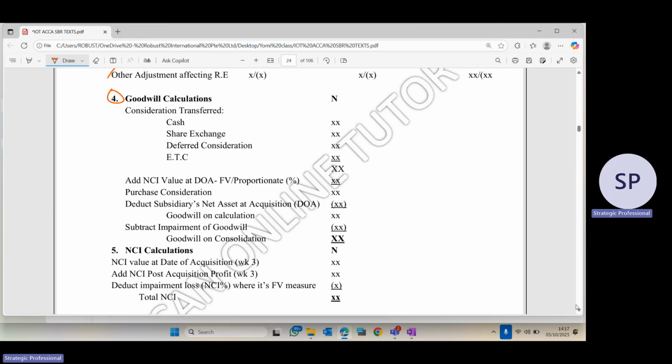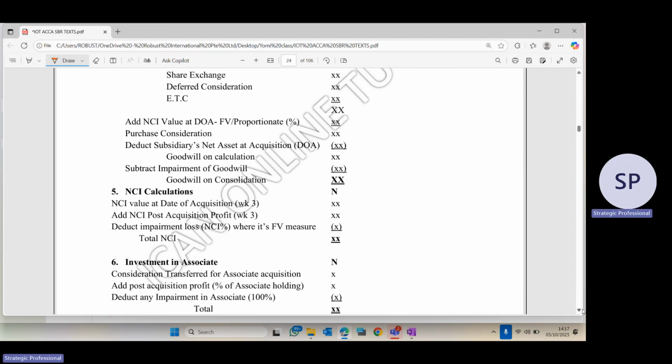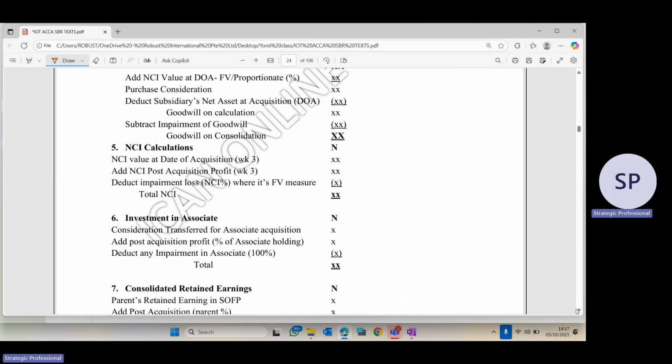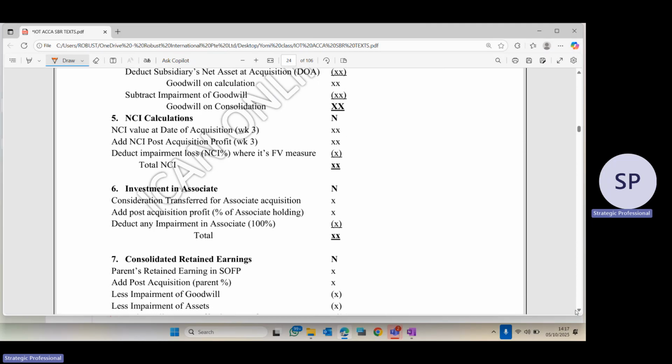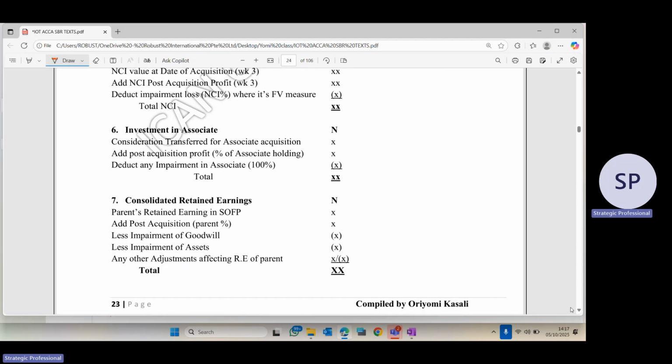Same for NCI calculation. If the question asks us to determine NCI, we shall be having NCI value at DOA, then add NCI post-acquisition profit that we calculated in working note 3. Then we have to deduct NCI impairment where it is fair value measured. If it is proportionate, it will not be there.